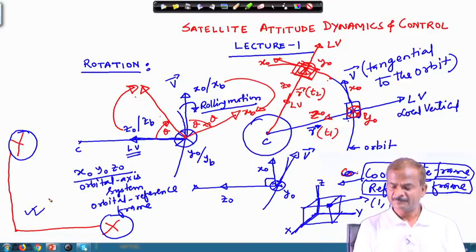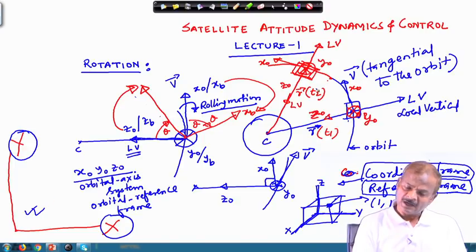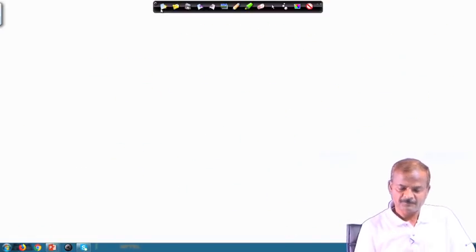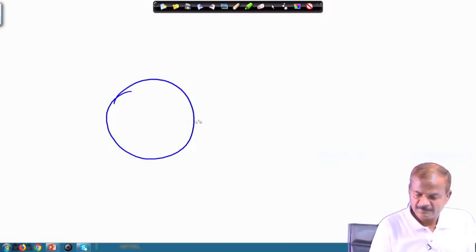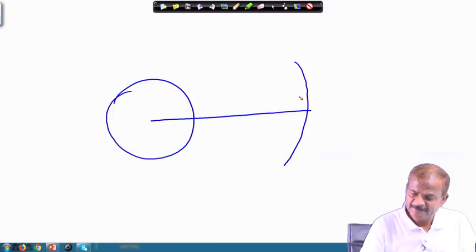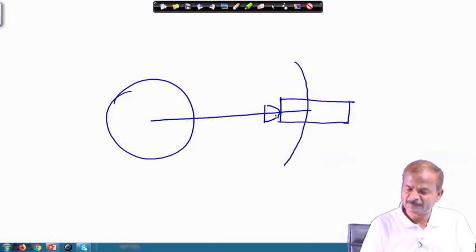So, which reference frame we are trying to refer to the orientation of the body, it all depends on our particular interest, what we are trying to do. So, let us go to the next page. Say I have earth here in this place, and I have a satellite here. On the satellite there is a transponder or it may be a camera.